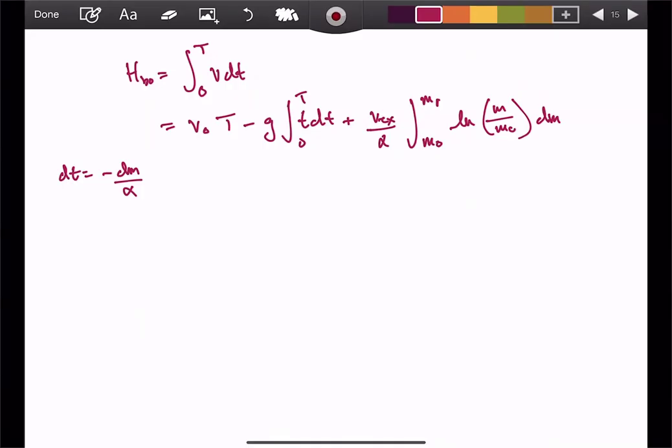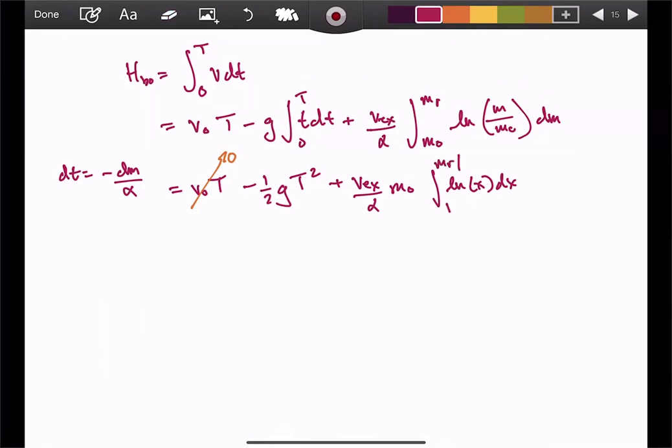Okay, so let's put everything together. So this becomes V0 t. Now for the rest of this, I'm just going to say V0 was 0, just to make my life a little bit easier. Minus then 1/2 g t burnout squared. We'll replace that in just a second. And then let's define a new variable. Plus V expulsion over alpha M0 times the integral of the natural log of x dx, evaluated from 1 to the ratio of m rocket over m0.